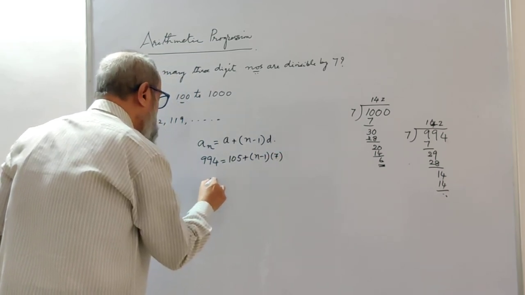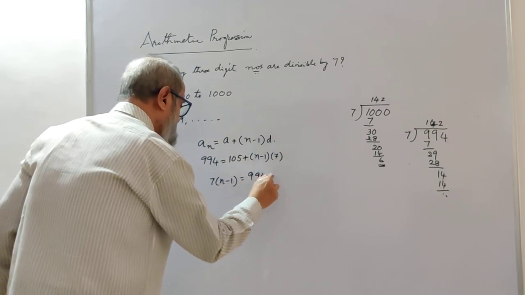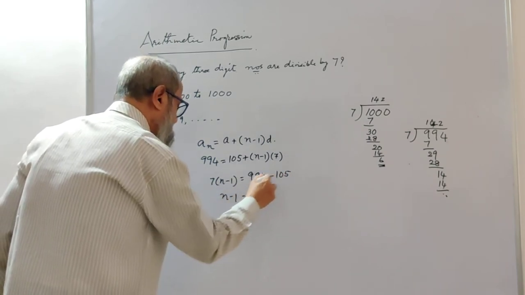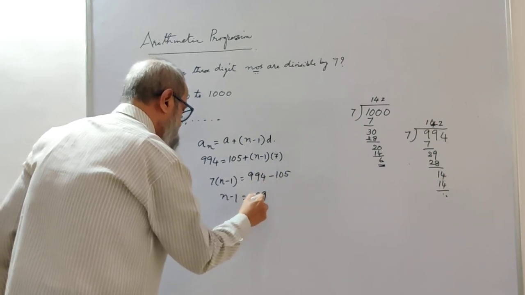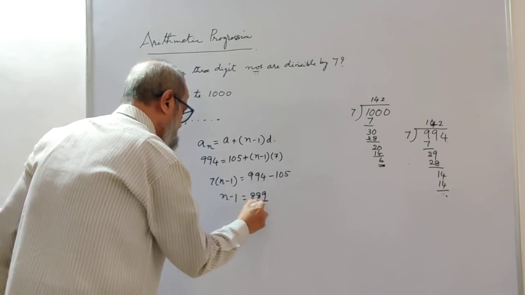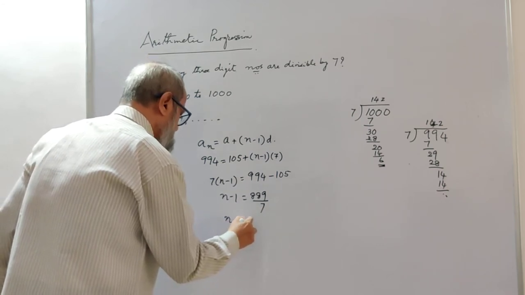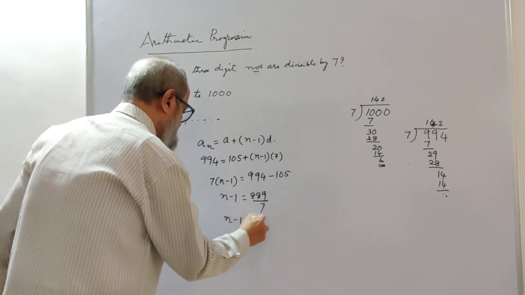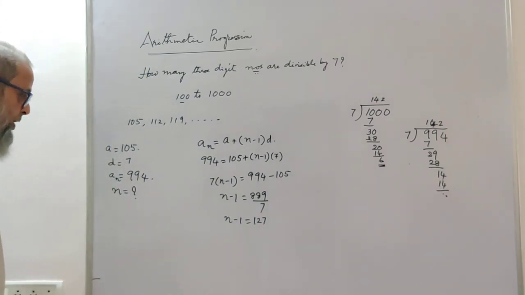So 7 into n minus 1 will be 994 minus 105. So n minus 1 will be equal to 889 divided by 7. Now this will give me n minus 1 is equal to, 7 ones are 7, 7 twos are 14, 7 sevens are 49. 889 divided by 7 is 127.